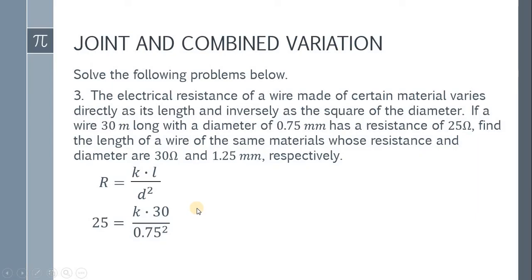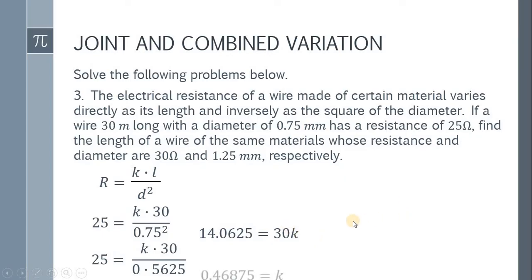Next, do what you know. Simplify muna natin. So, we have 25 is equal to K times 30 all over 0.75 squared or simply 0.5625. Next, cross-multiply natin. We get 14.0625 is equal to 30K. Divide natin lahat by 30. We get 0.46857 is equal to K.